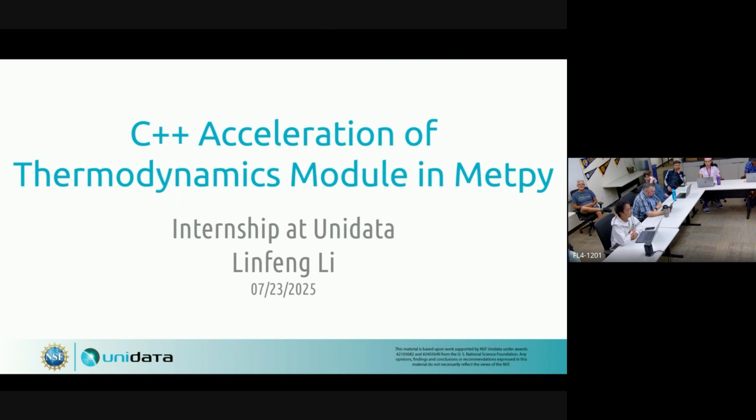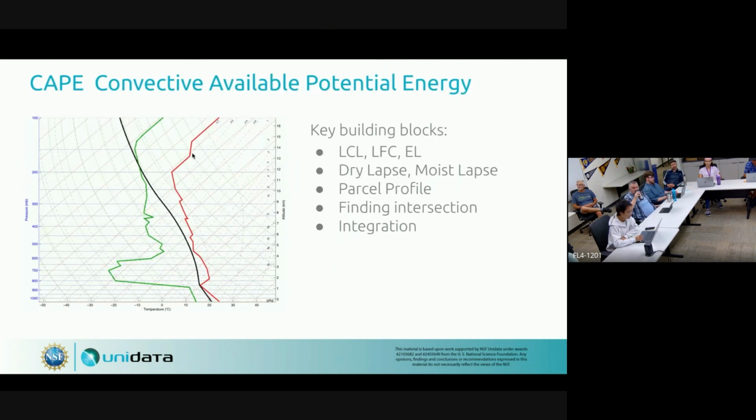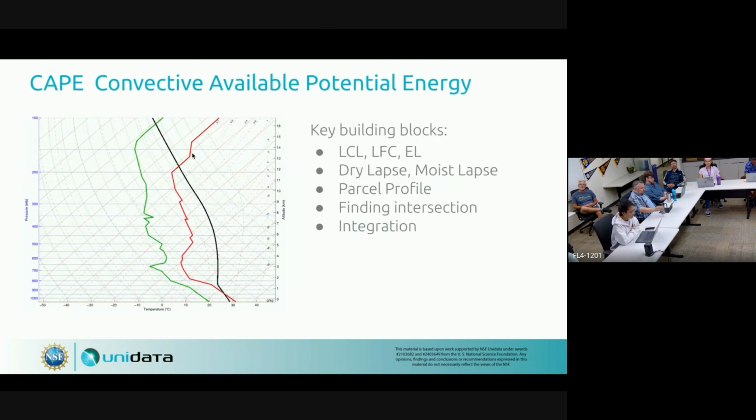I'm excited to share my work on the acceleration of the thermodynamics module in MetPy using C++. So here's the big picture. The main motivation for this project is to improve the performance of complex calculations, with a primary focus on the CAPE function, which is convective available potential energy.